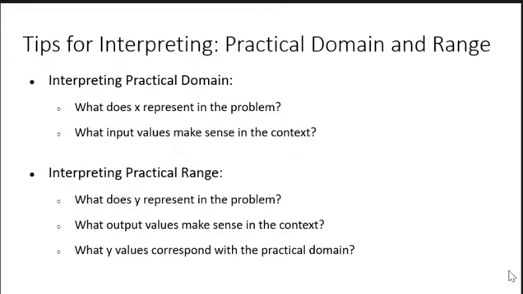In this unit and lesson, you are asked to interpret key features of a function in context. A practical domain and range are the x and y values that make sense in the context of the problem. When interpreting practical domain, start by identifying what x represents in the problem. Does x represent a time or a specific length? Think about what input values would work in the context. Would negative values make sense? Is there a number that would be too big to be a reasonable input? When interpreting the practical range, make sure that you understand what y represents in the problem. If you already have the practical domain, find the y values that correspond with those x values.